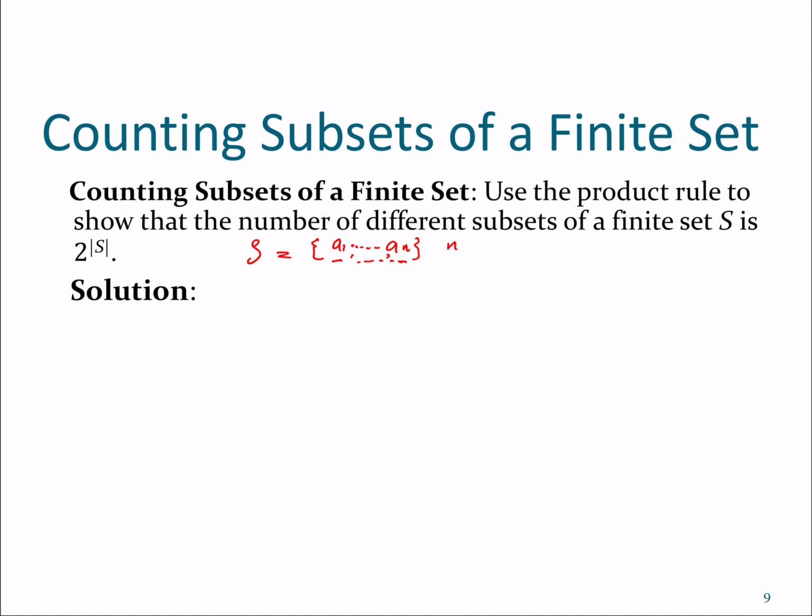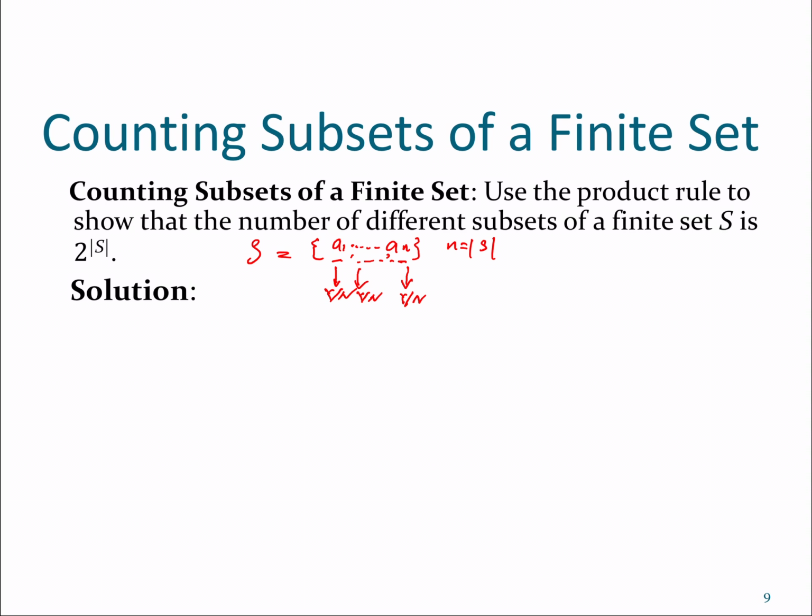Okay, so here n is equal to the cardinality of capital S. For each one of the elements, it can be included in a subset, yes or no. The second element also can be included or not included. The last element can be included or not included. If you look at each one of the elements one by one in a sequence, you get all the subsets.